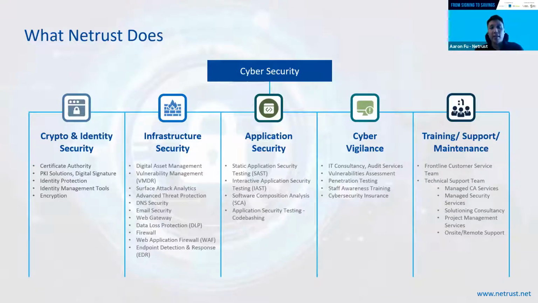So over the years, not only as a certificate authority, we have expanded our portfolio to cover other areas or other verticals in the cybersecurity space. The first vertical is crypto and identity security, that's where our certificate authority is, where we issue digital certificates. We also carry solutions that help with the life cycle management of these certificates. We are also in the infrastructure security space, where we provide solutions not only for the traditional firewalls, endpoint protections, but we have also expanded to include solutions that help with vulnerability management, as well as external threat intelligence.